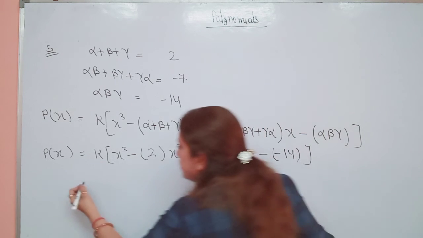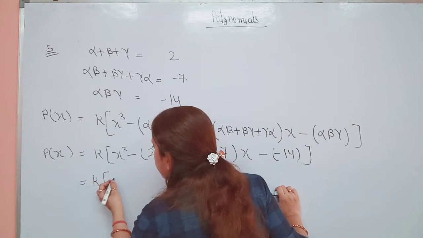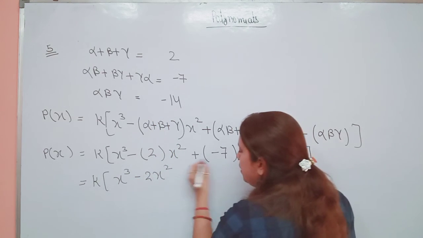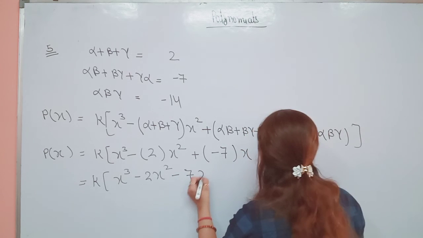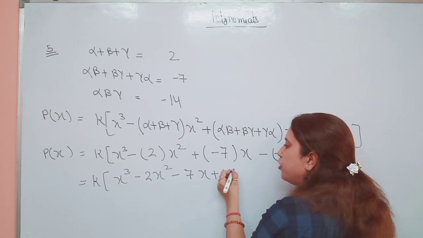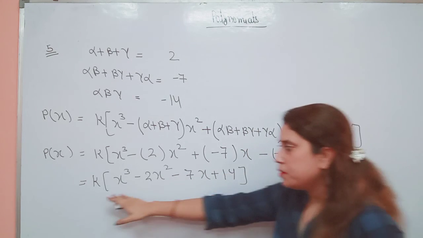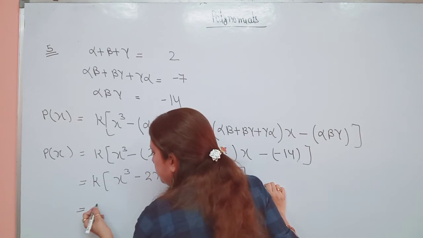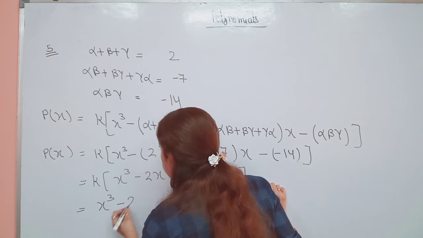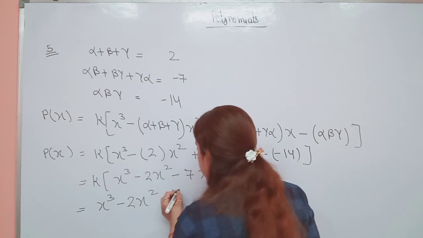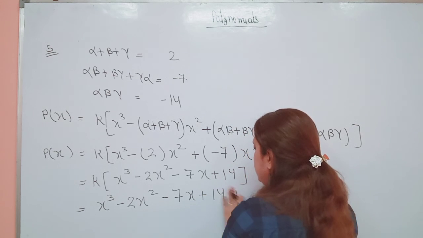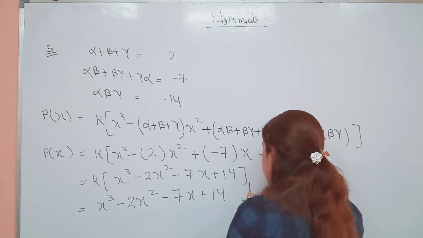Now solve for it. k x cube minus 2x square plus minus 7x minus minus, plus 14, and in the last we can leave the constant. So the final answer is x cube minus 2x square minus 7x plus 14. This is the answer.